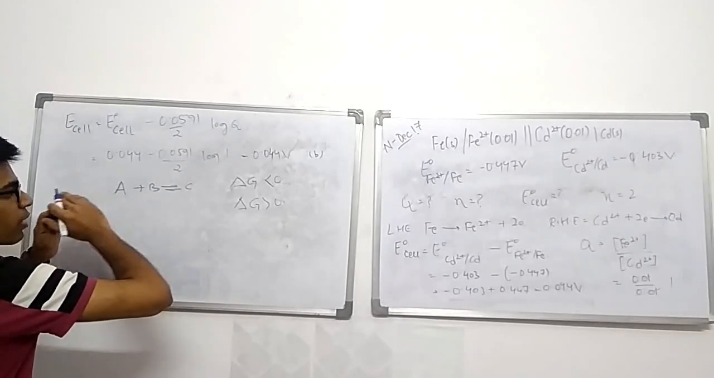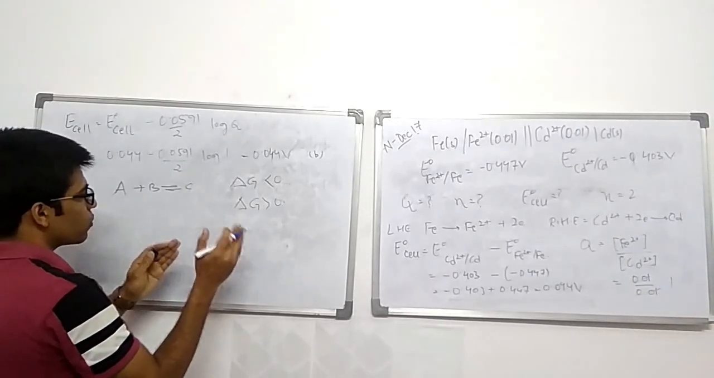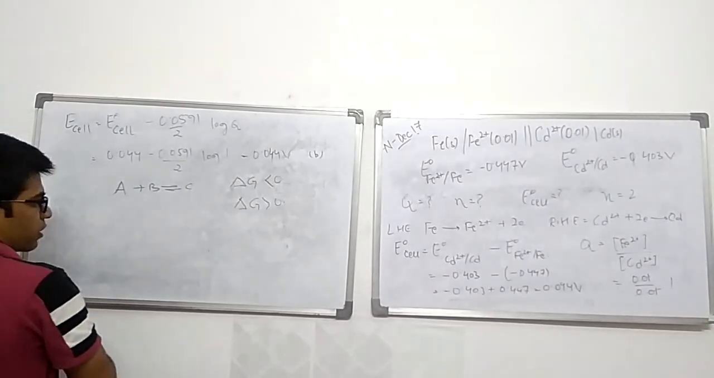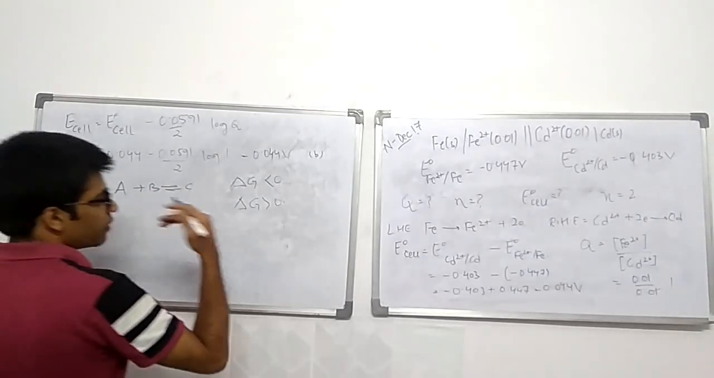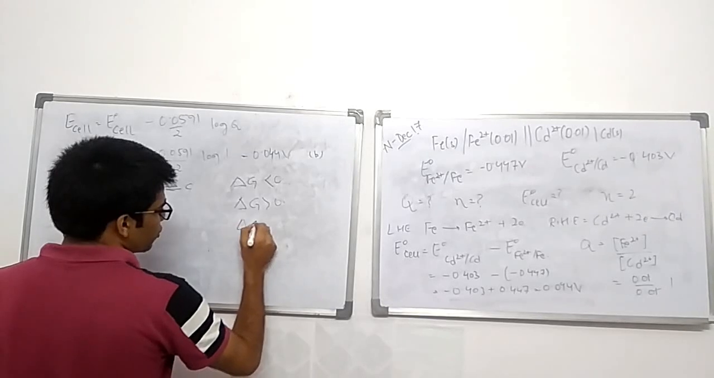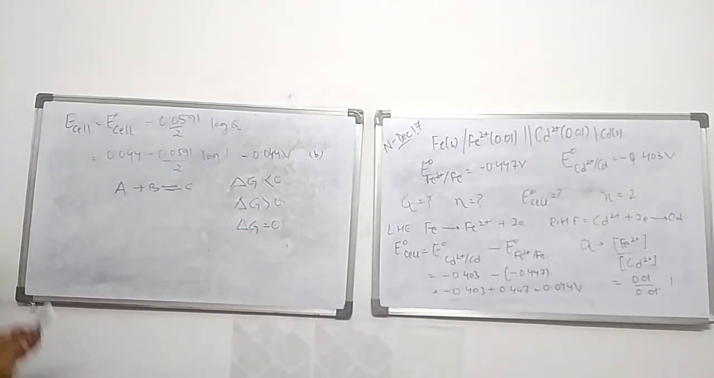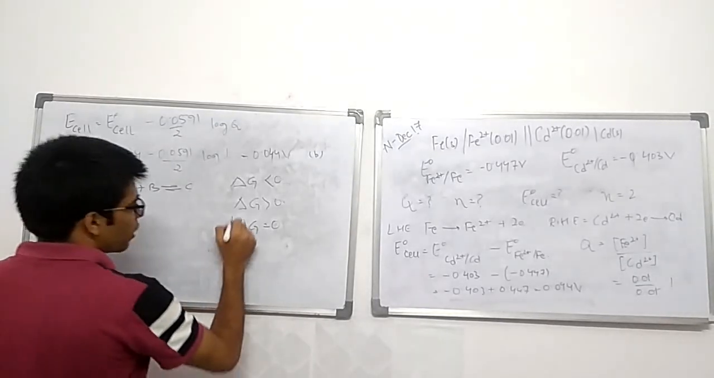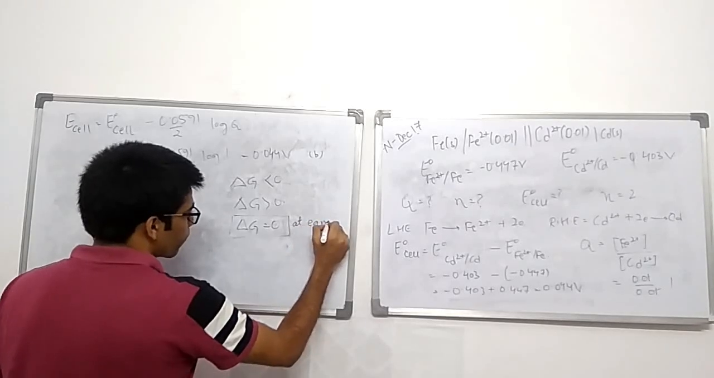But what if equilibrium is achieved and the rate at which A plus B forms C is equal to the rate at which C forms A plus B? That means there is no net forward reaction or net backward reaction. In that condition, my delta G will be 0. So for equilibrium reactions, delta G becomes 0 at equilibrium.